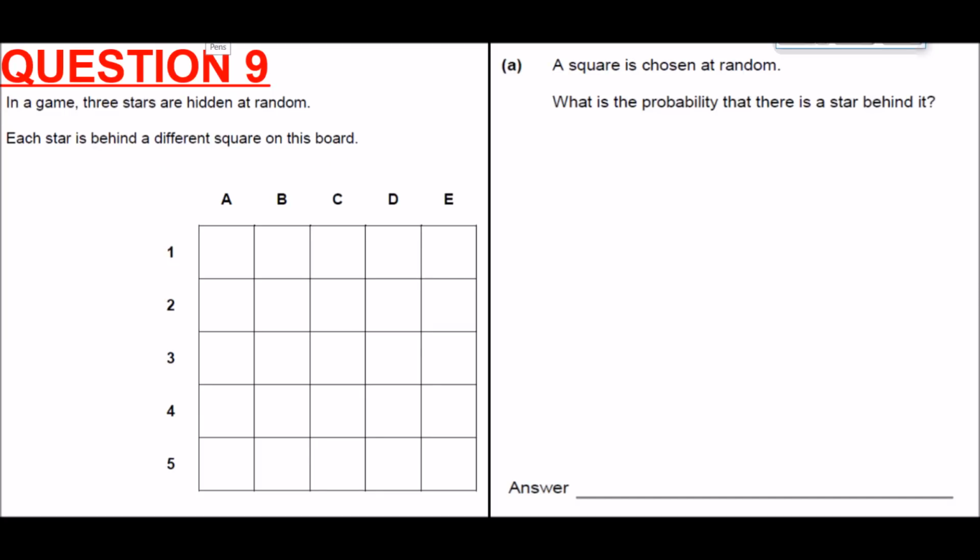Question 9, we're told about a game that has 3 stars hidden at random. Each star is behind a different square on the board. And so what we need to do really is have a look at this board. Each row's got 5 squares, and there's 5 different rows. And so 5 times 5, we've got 25 squares here.